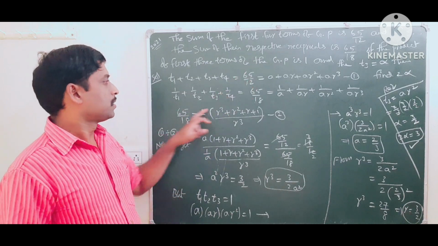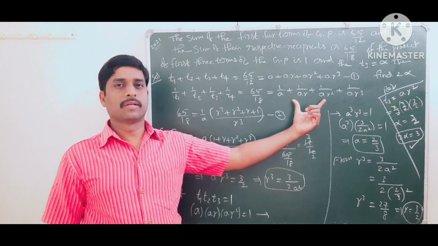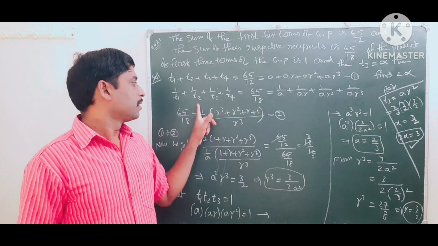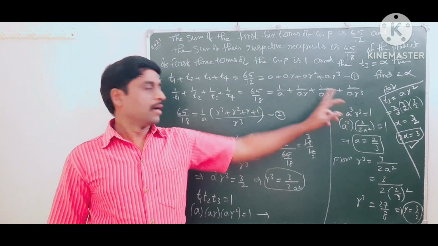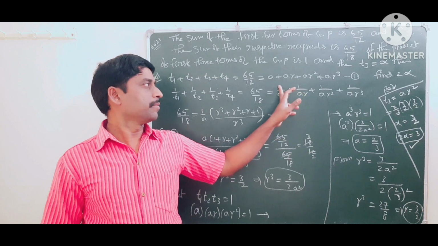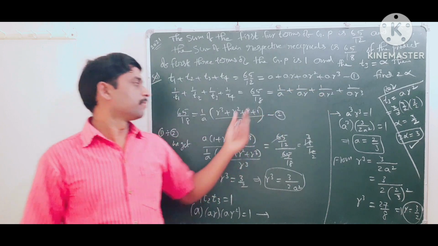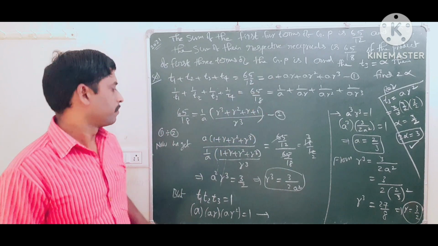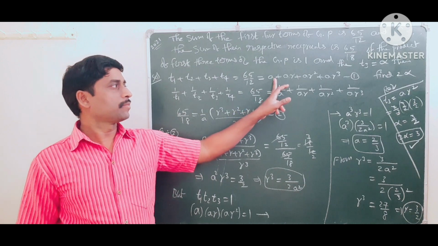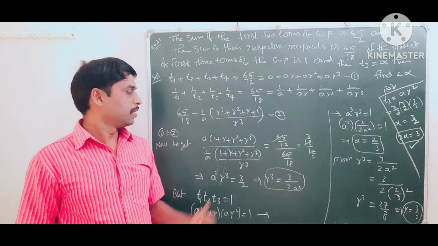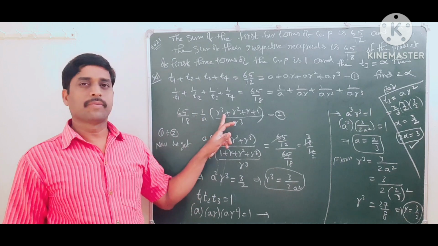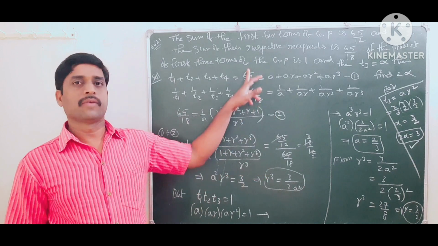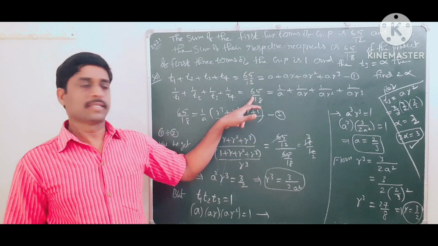So 65 by 18 is equal to, here you take 1 by A common. 1 by A common, what do we get here? 1 by A into, what is the LCM? R cube. After taking R cube, here R cube plus R square plus R plus 1. Okay, let us take this as the second equation. Now divide equation 1 by equation 2. What is the first equation? A times of 1 plus R plus R square plus R cube divided by 1 by A times of 1 plus R plus R square plus R cube by R cube is equal to 65 by 12 divided by 65 by 18.